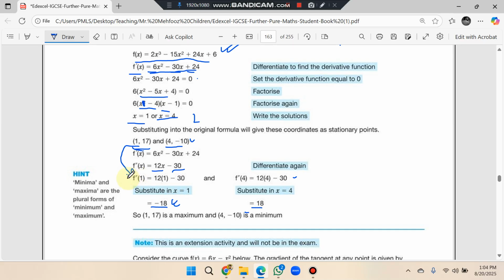It means that the point 1, 17 is a maximum point, and the positive value indicates that the point 4, minus 10 is the minimum point. So do you have any problem in this example?